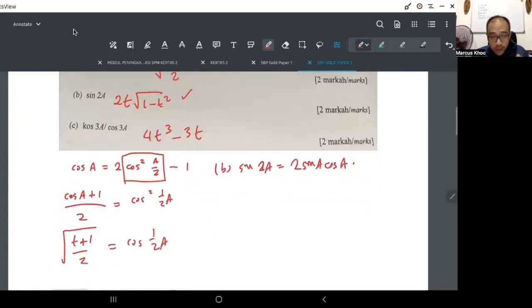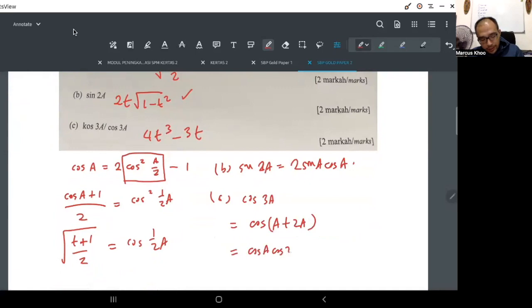Cos 3A on the other hand, actually there is a formula to this but you're obviously not required to know this. So it can be cos (A plus 2A). You can do it this way. Cos (A plus 2A). And then what you will get is cos A cos 2A. This will be very long, never mind, don't worry. Minus sine A sine 2A.